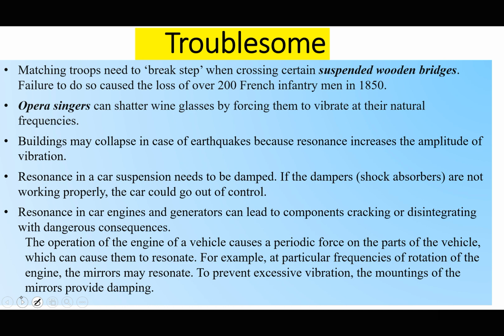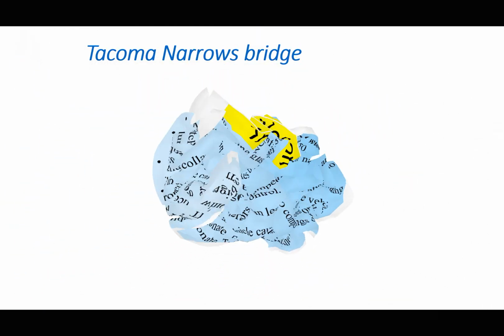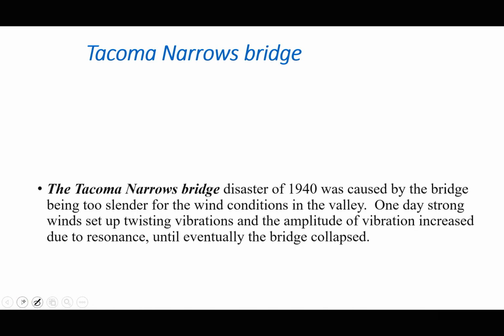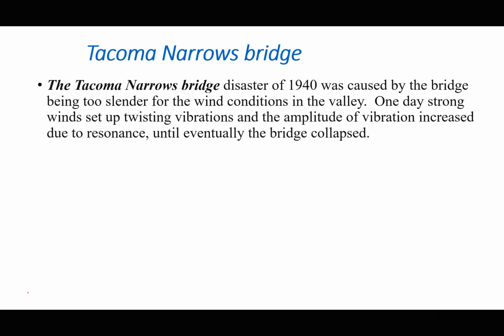Another consequence of resonance can be seen in what we call the Tacoma Narrows Bridge. I think it was around 1940. You can try to research about the Tacoma Narrows Bridge. The Tacoma Narrows Bridge disaster of 1940 was caused by the bridge being too slender for the wind conditions in the valley. One day, strong winds set up twisting vibrations and the amplitude of vibration increased due to resonance until the bridge collapsed.